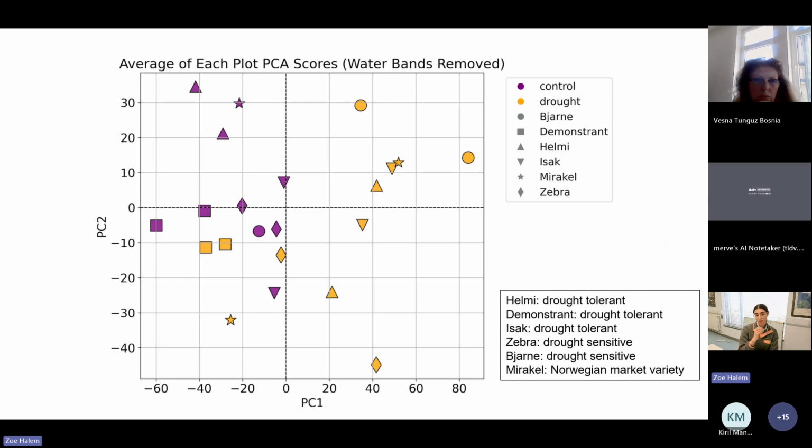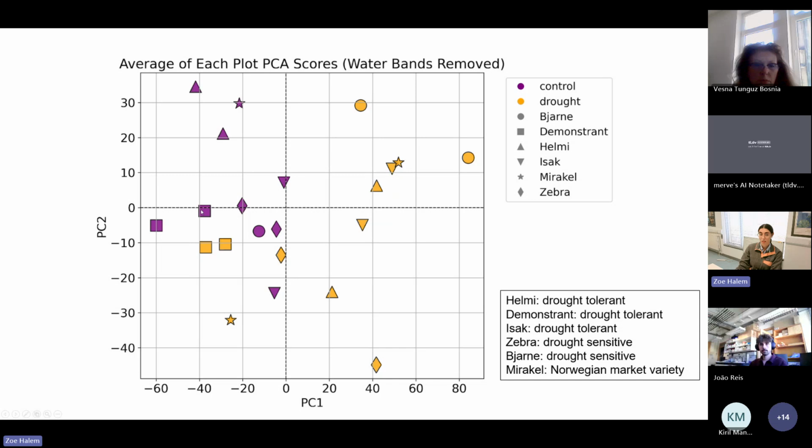There are some interesting features in here, specifically if you look at Demonstrant, these squares. The control and drought plots are quite well clustered, which is what we'd expect given that Demonstrant is meant to be drought tolerant. So the drought plots shouldn't look very different spectrally than the control ones, but that behavior is not really consistent among all the varieties.